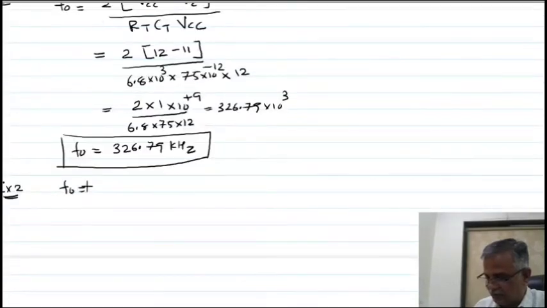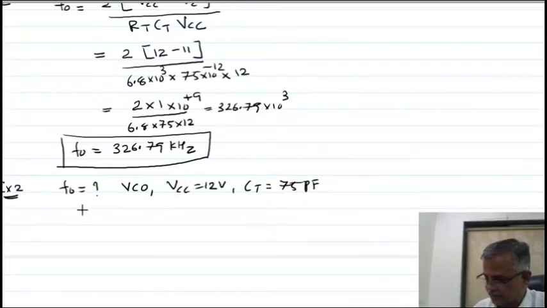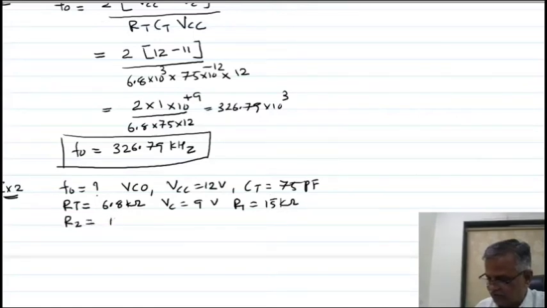Calculate the value of FO for a VCO circuit, if VCC is 12 volt, CT is 75 picofarad, RT is 6.8 kilo ohms, VC is 9 volt, this is a modulating voltage, R1 is 15 kilo ohm and R2 is 100 kilo ohm. Answer.